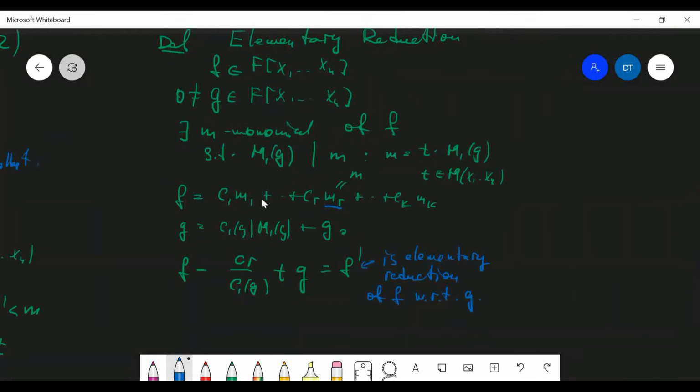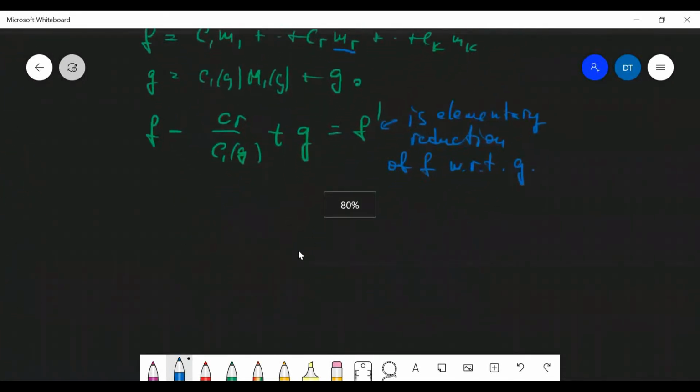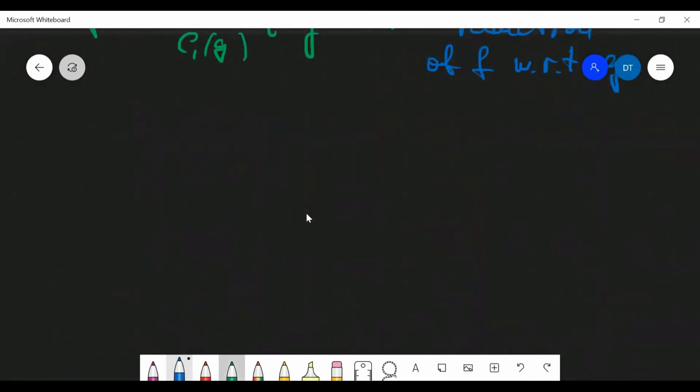So we have two polynomials. We fix a monomial in one of them such that this monomial is divisible by the leading monomial of the other one. And then we subtract from f g multiplied by this expression. And if you take a closer look at this expression, you'll see that the leading term of this expression is exactly CR times MR. And after this procedure, we just kill this summand and replace it by a sum of smaller monomials. And this is the elementary reduction. So let me show you an example, just in case.